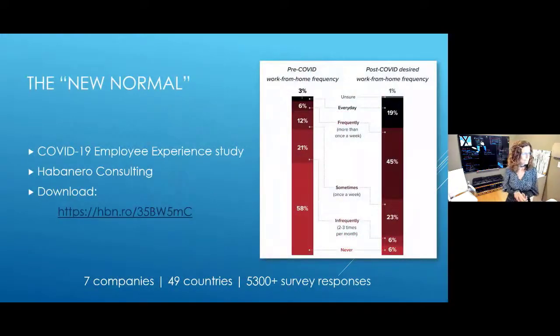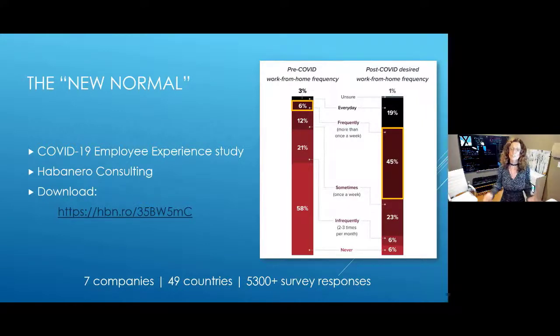Number one concern is being able to comply with regulations with the sensitive data that's across your organization. There's a company in Canada called Habanero Consulting, and they put out a survey to a bunch of different companies, more than 5,300 survey responses. Their focus was mostly on the employee experience during COVID-19, but it's an excellent study. I would encourage you to download it and look at what they discovered. What I want to hone in on for purposes of this presentation are these two numbers, pre-COVID and post-COVID. The work from home frequency: we've gone from 6% all the way up to 45%.